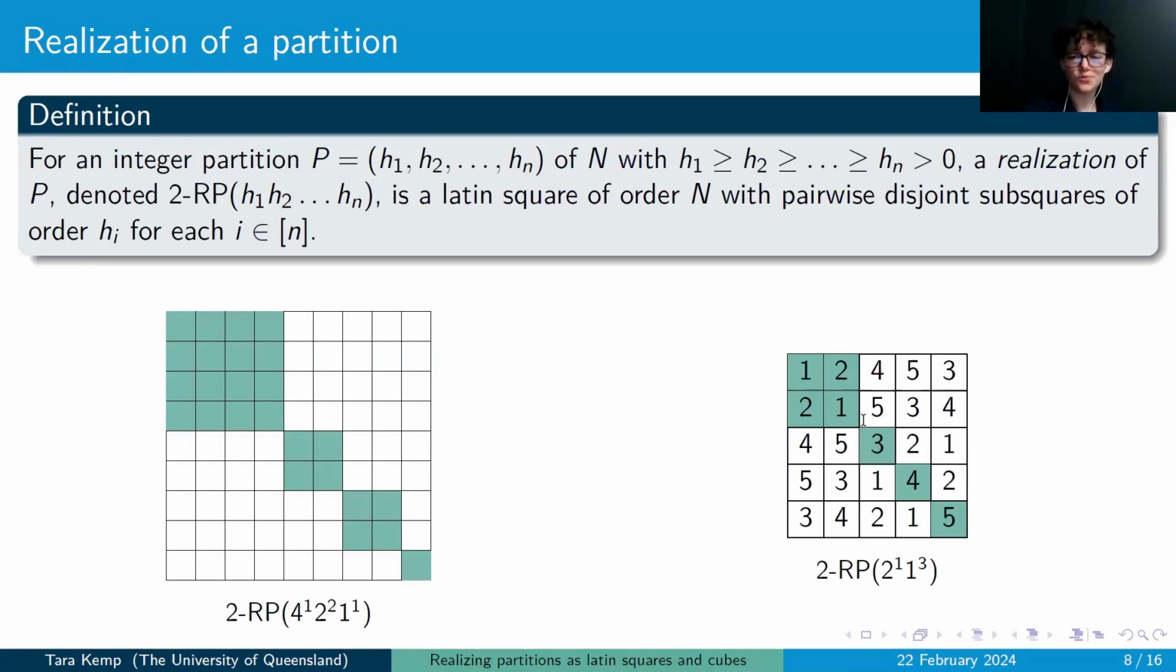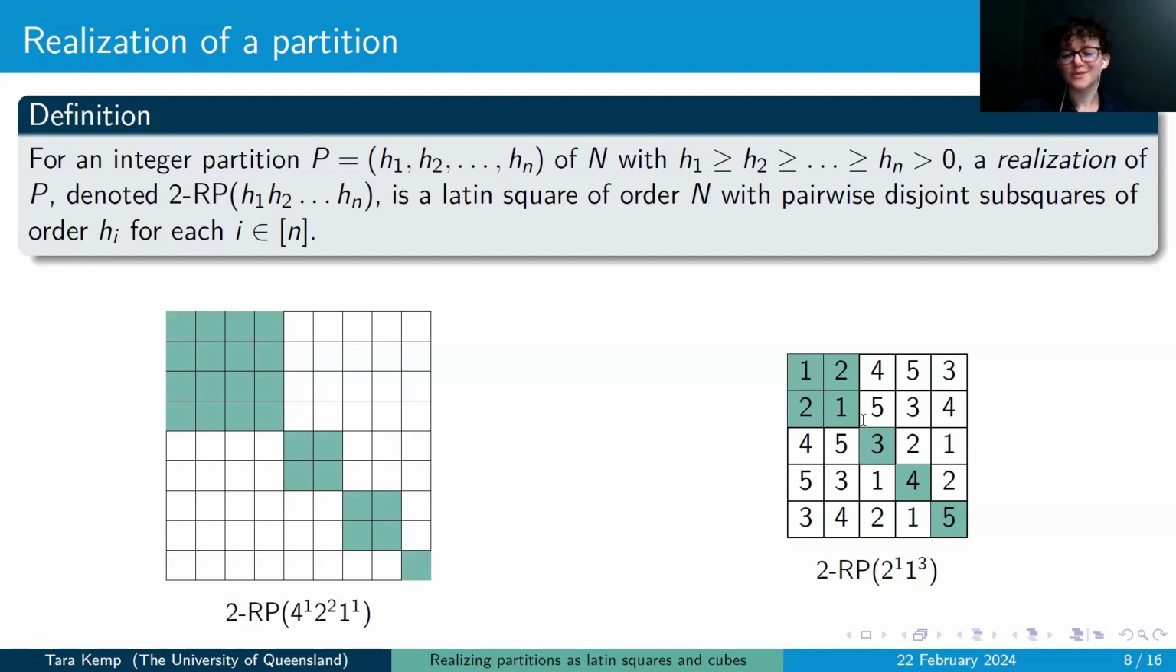So this is a 2, 1, 1, 1. So you have a 2 by 2 subsquare and 3 1 by 1 subsquares, and they all have different numbers. And so you can see they're all in different rows, columns, and have different numbers. They don't have to be on this main diagonal. We can move them around as much as we like, because shuffling rows and columns doesn't matter, but we prefer to put them on the diagonal just for simplicity. Okay. So this is a realization.